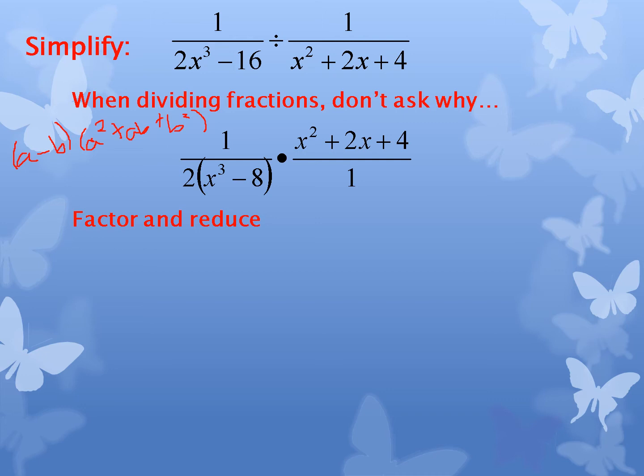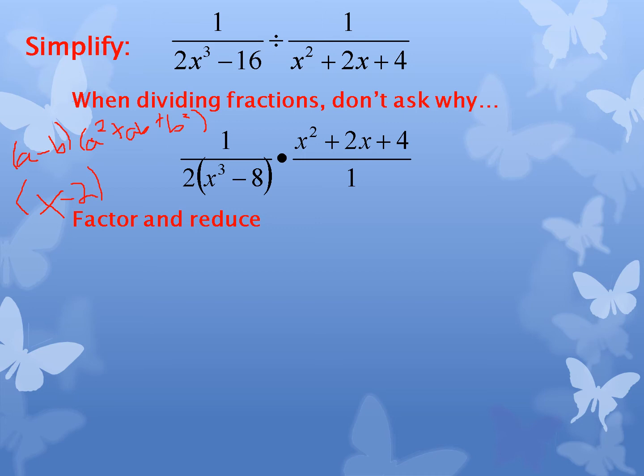So let's look at this. What cubed gives me x cubed? Oh, that's easy. That's x. And what cubed gives me 8? Well, that's easy too. That's 2. So your a is x. Sorry, that doesn't look like a nice x there, but it is. I'm going to rewrite that. There you go, that's better. So your a is x, your b is 2.